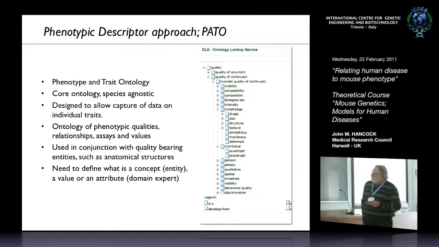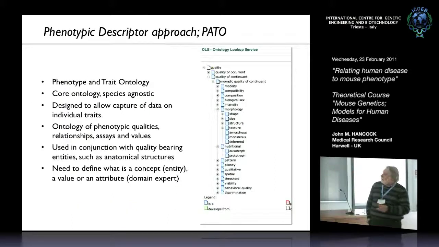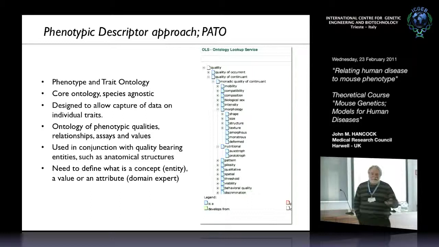So that, as I say, the phenotype and trait ontology, that's PATO, is a core ontology, so that means it's in the OBO Foundry as a recognized good quality ontology. And it's partly designed for capturing data on individual traits. And not everything in it is actually phenotypic, but nevertheless it will do that job.